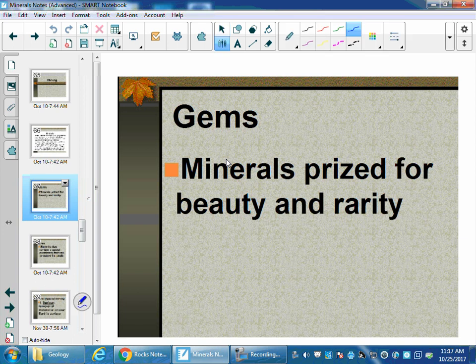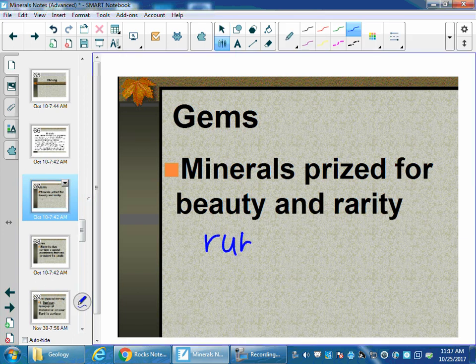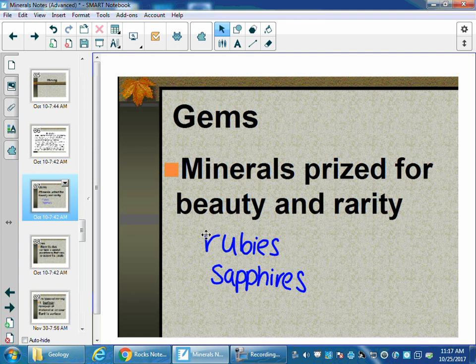Some examples of things would be like rubies, sapphires, emeralds. All of those types of things would be considered gems. They're mined because people want them, not necessarily that they use them for a different purpose.